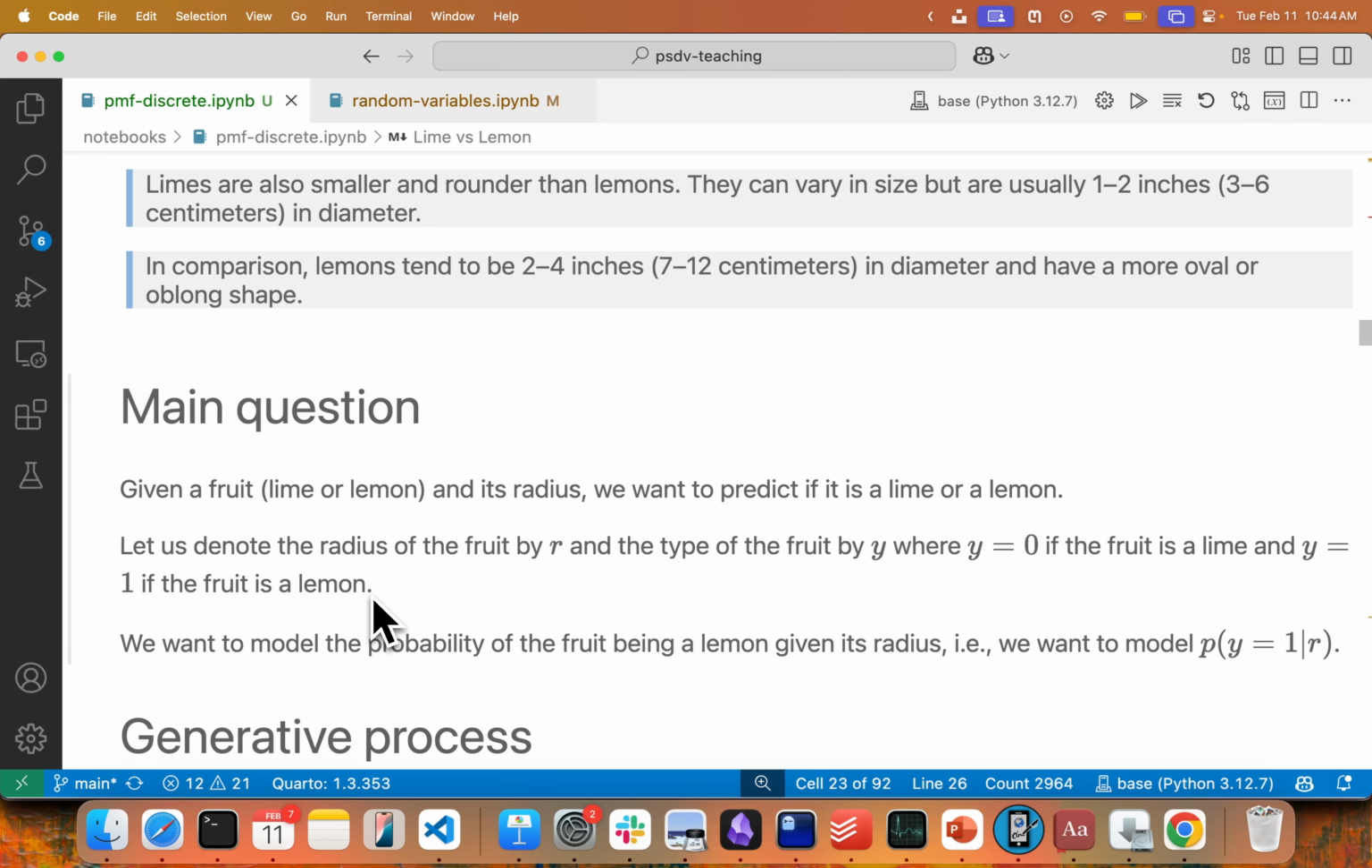So then what is the support of this particular random variable that we'll be using? Boolean, 0 or 1. So therefore, would something like a Bernoulli random variable make sense? It can take 2 values. We want to model the specific probability, which is the probability of a fruit being a lemon given the radius, which means we want to model the probability of y equal to 1 given that you have a particular radius. And so we are looking at this specific conditional probability.